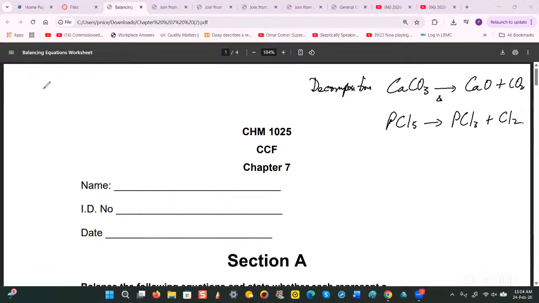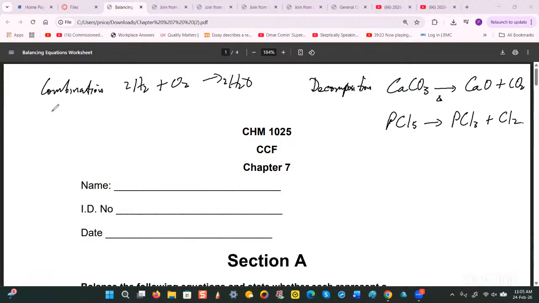The next one is combination. And combination is basically the reverse of decomposition. In other words, you're going to start off with more than one substance and they come together to form one product. So for example, hydrogen plus oxygen to give water. That's an example of a combination reaction.